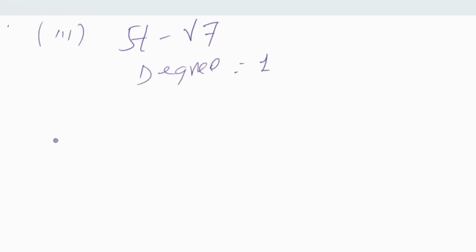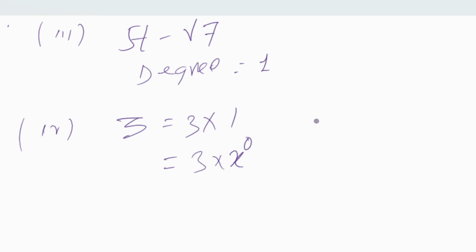Okay, number 4, 3. See, I do not have any variable, that means the degree will be 0. Or I can write this as 3 into 1. Instead of 1, I can write any variable, x, y, z, whatever you want, to the power 0, since x to the power 0 or y to the power 0 gives me 1. Any variable to the power 0 gives me 1.